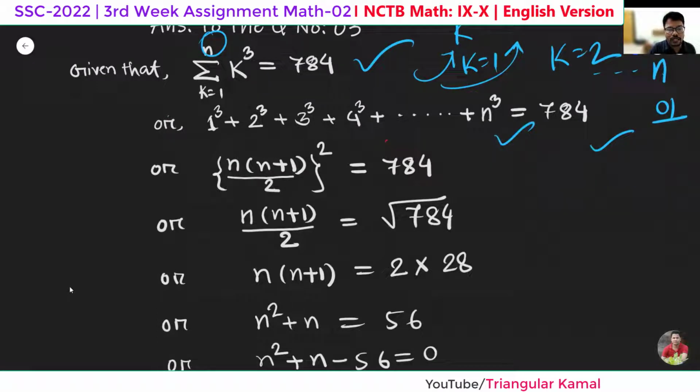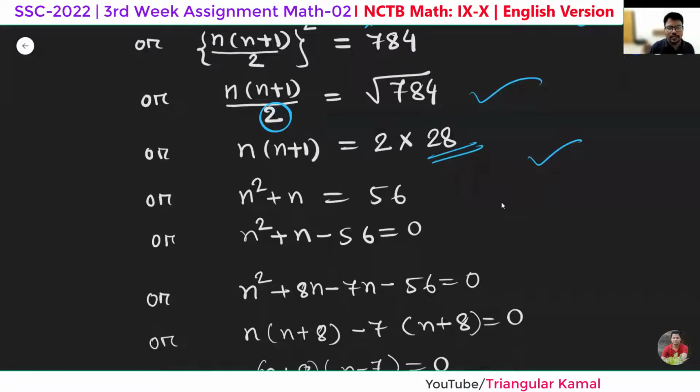This is the formula for the sum of the cubes of natural numbers. There are n numbers, so n multiplied by n plus 1 divided by 2, whole square. In the first step, the square is shifted to the right side, so the square becomes a square root. The square root of 784 is 28, and the 2 divided here shifts to the right side and becomes multiplication. So finally we see n times n plus 1, that is n square plus n, equals 56. Now 56 shifted to the right side, there will be minus.